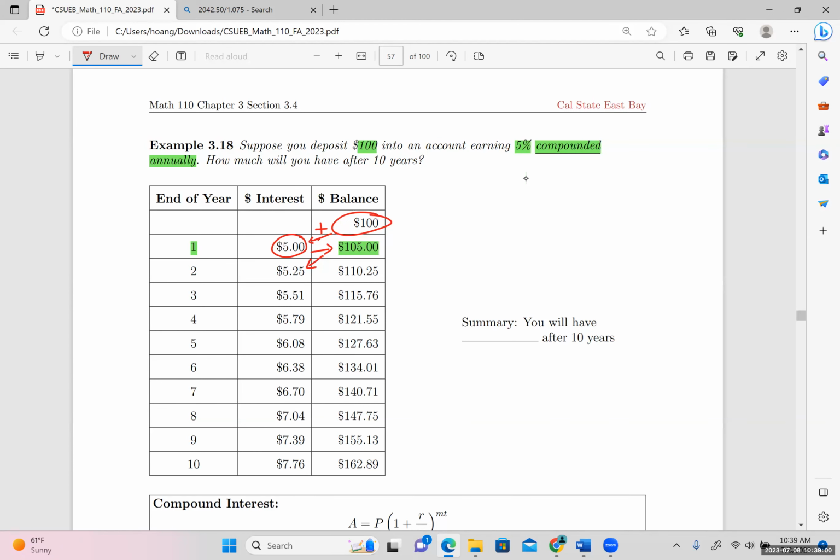But because this is compound, the initial balance includes the interest after 1 year. So now I have a new balance, and I add the new interest, which is 5.25, and I will get $110.25.